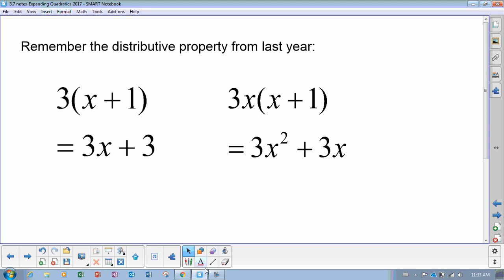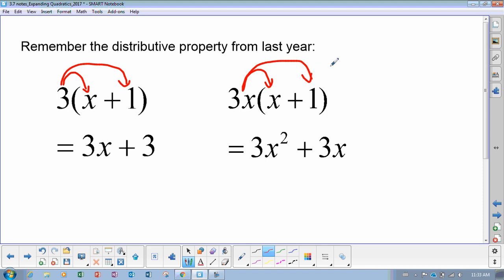In this example, we have a number outside a bracket. So you learned that that 3 needs to be multiplied by the x and by the 1. And when we execute that, we get 3x plus 3, because 3 multiplied by x is 3x, 3 multiplied by 1 is 3. What if we add a variable on the outside along with that 3? So we have 3x times x, and we have 3x times 1.